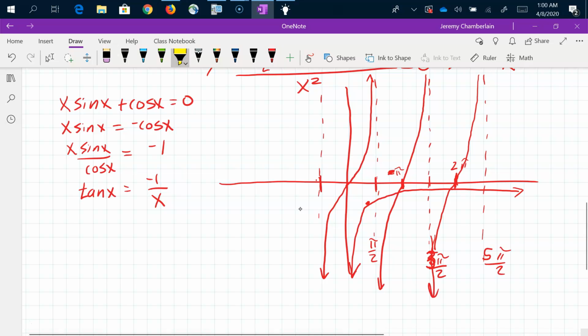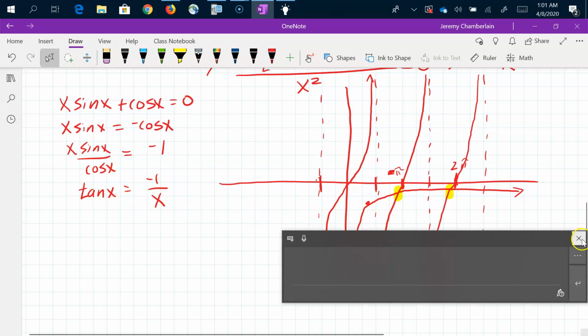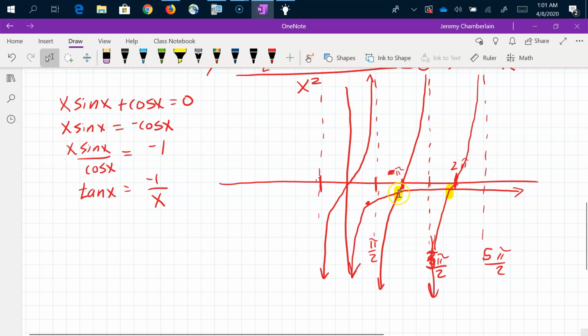And I'm going to highlight some things. There's the intersection there, and there's the intersection there. So when we look at this, tangent x will equal minus 1 over x when the two graphs cross. So that's here at this intersection point here and intersection point here. So it's very close to pi. Of course, it's not at pi because 1 over pi is not the same thing as 0. And over here, it's not at 2 pi because 0 is not the same thing as 1 over 2 pi.